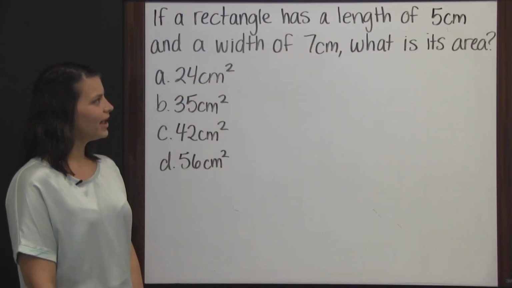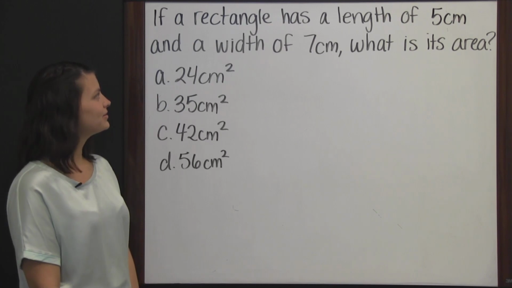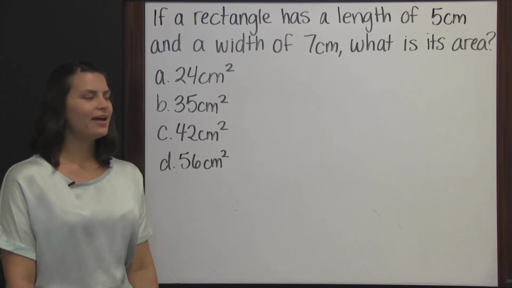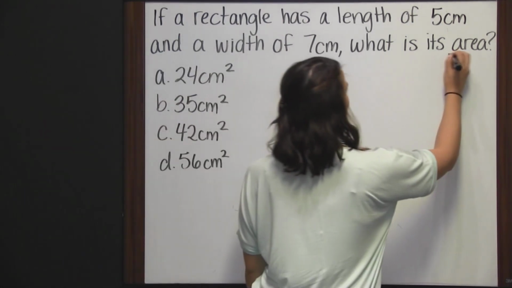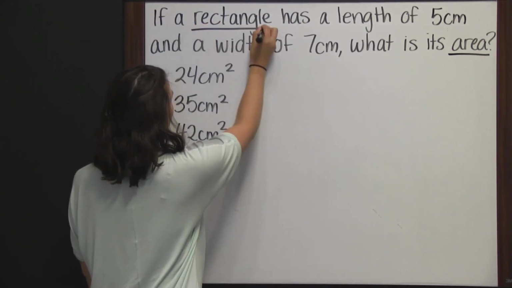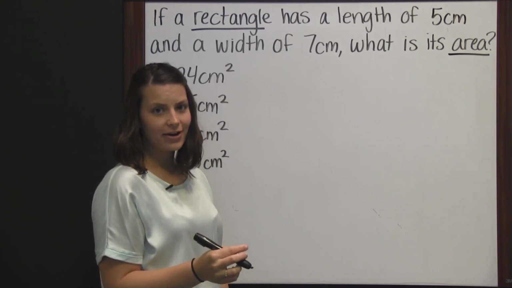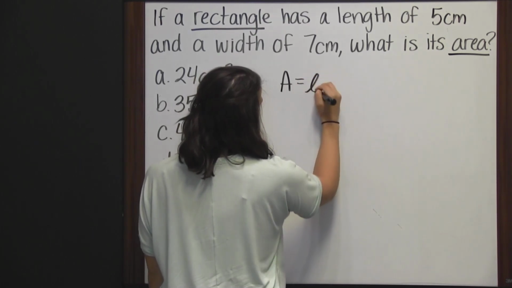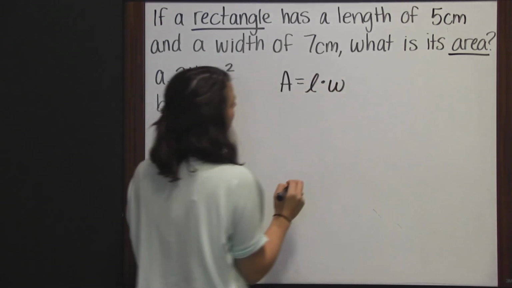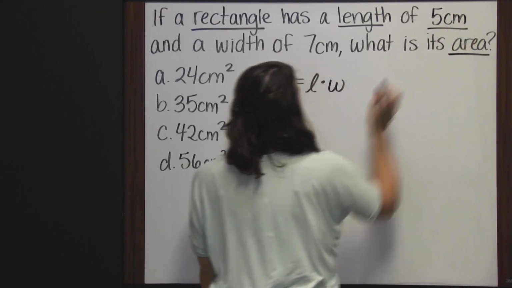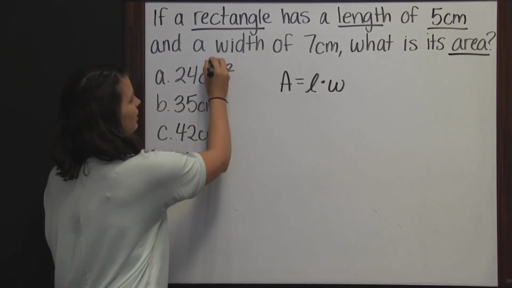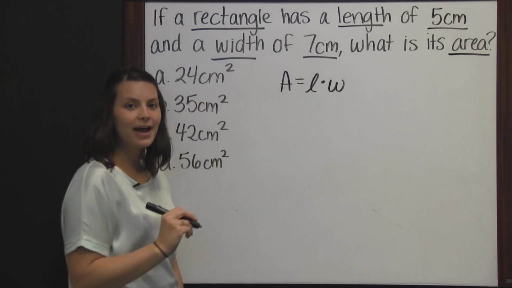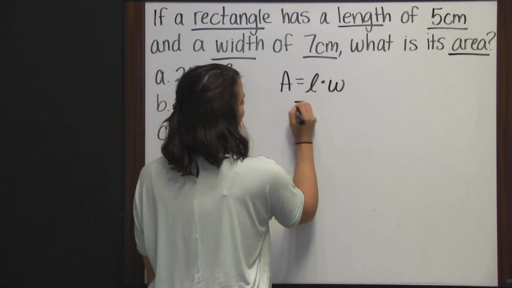If a rectangle has a length of 5 centimeters and a width of 7 centimeters, what is its area? We're finding the area of a rectangle. The formula for area of a rectangle is area equals the length times the width. And we were given the length, 5 centimeters, and we were given the width, 7 centimeters. So all we have to do is substitute and solve.